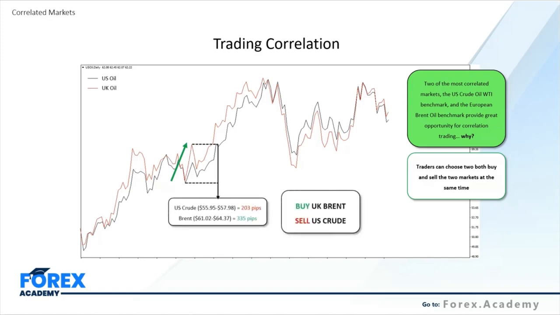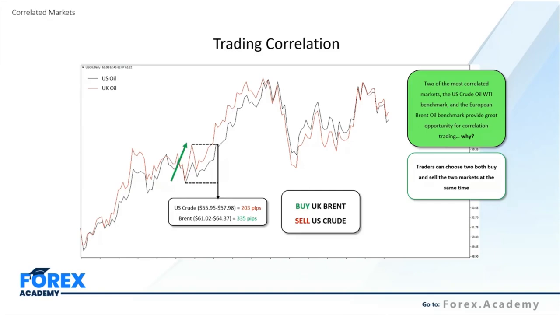So what we can look to do there is actually take what's called a spread trade. So within this example, what we'll effectively do is look to buy the market, of course, because it's a strong move. So we buy the UK Brent, and then we look to take the other side of that trade by selling US crude. We can effectively see there's a price increase in both markets, of course, 55.95 to 57.98 and 61.02 to 64.37 respectively for the US crude and Brent markets.